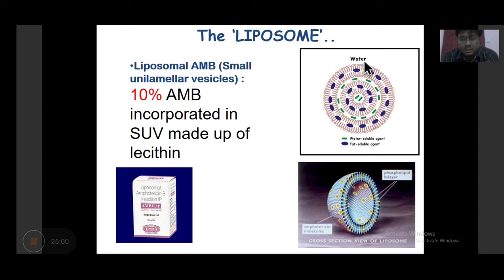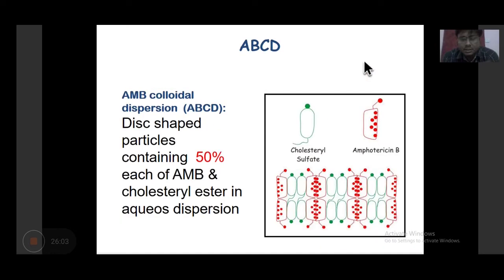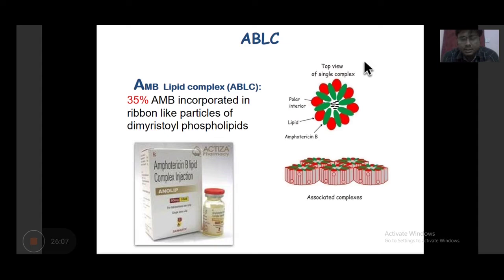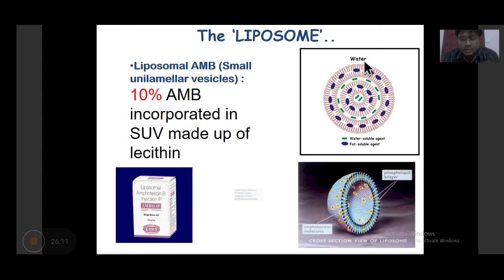Here there is lecithin, here cholesterol ester in ABCD, and then dimyristoyl phospholipid in ABLC. These three things you should remember. The disadvantage of all these lipid formulations is that they are 10 times more expensive than amphotericin B deoxycholate, which we call conventional amphotericin B.